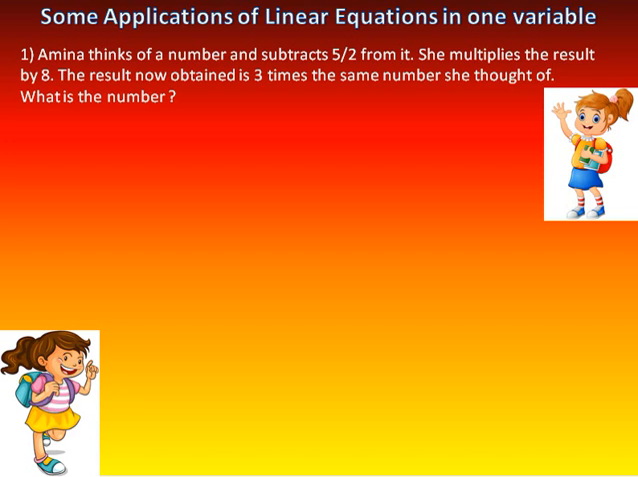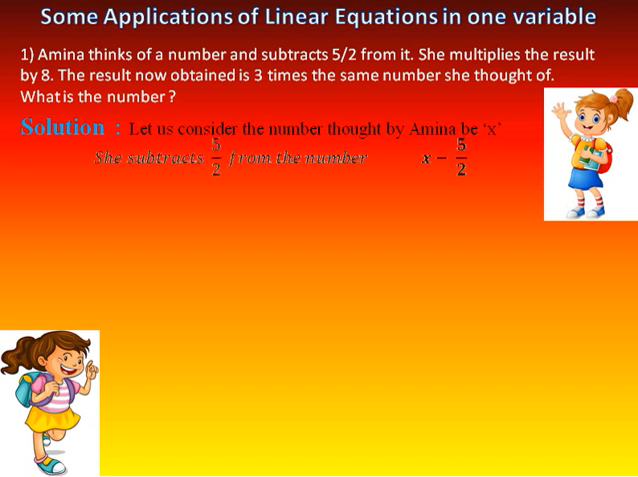Look here, the statements are clear. We have to find the number that Amina thought of. Let that number be x. So according to the statement, she subtracts 5 by 2 from the number. Therefore that becomes x minus 5 by 2.